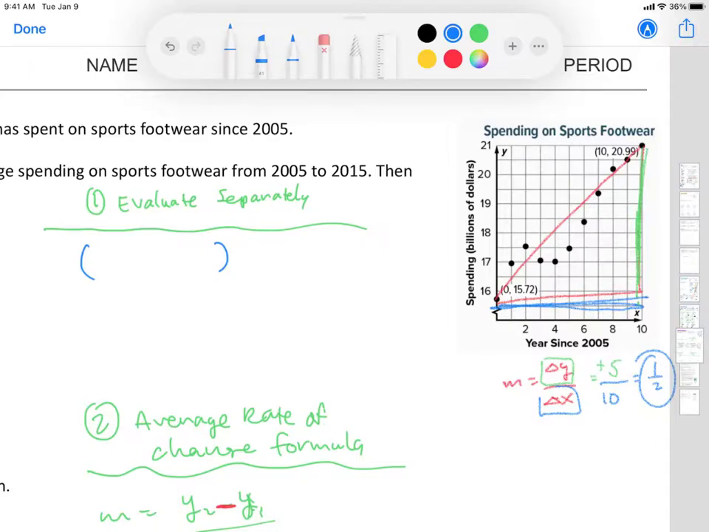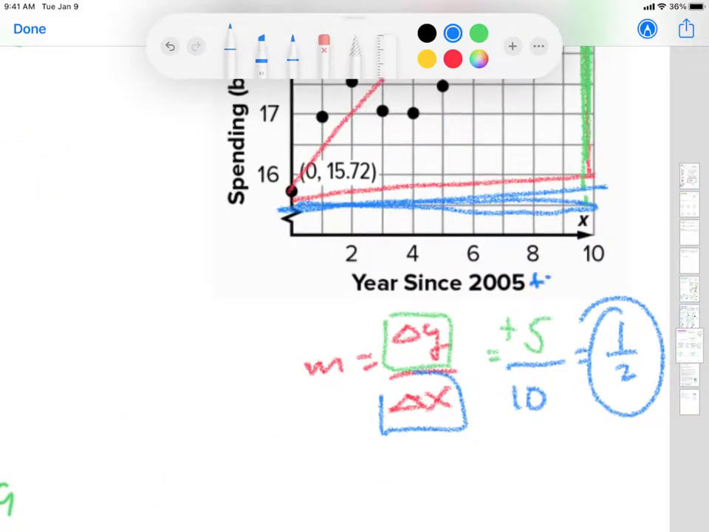So just get your order pairs, and there's really only 2 order pairs on the chart. Now, years since 2005 means if you put a 0, 2005 plus 0 equals 2005. So that is where 2005 is. 2010, from 2005, you add 10, you get 2015. So right there, that represents 2015. That's what it means when it says years since 2005.